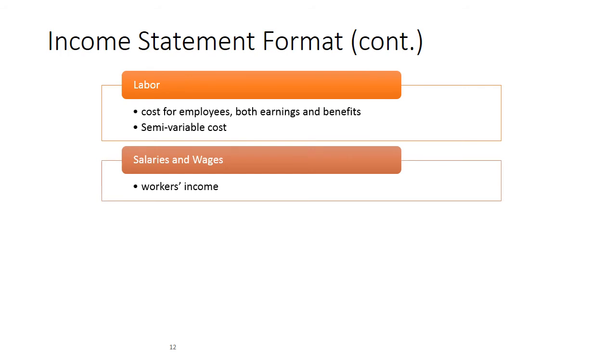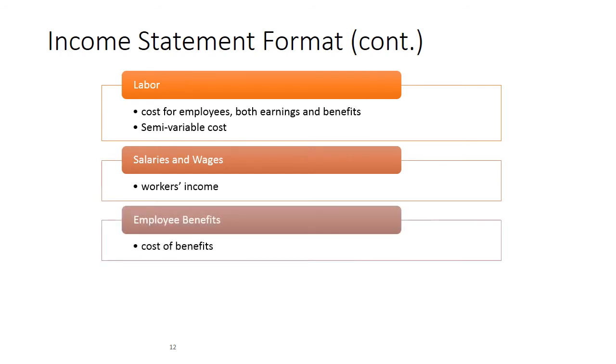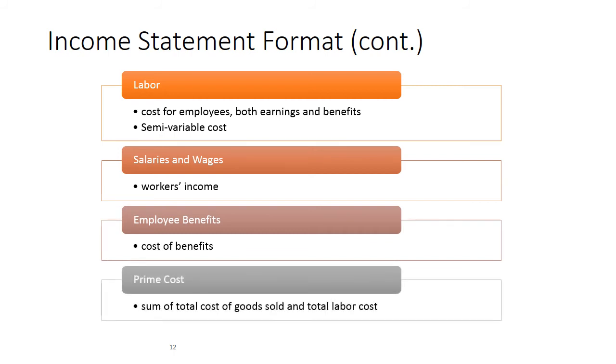Okay, salaries and wages, we have the workers' income. Employee benefits, we've just talked about. These are all under that labor cost. And then, of course, the prime cost.